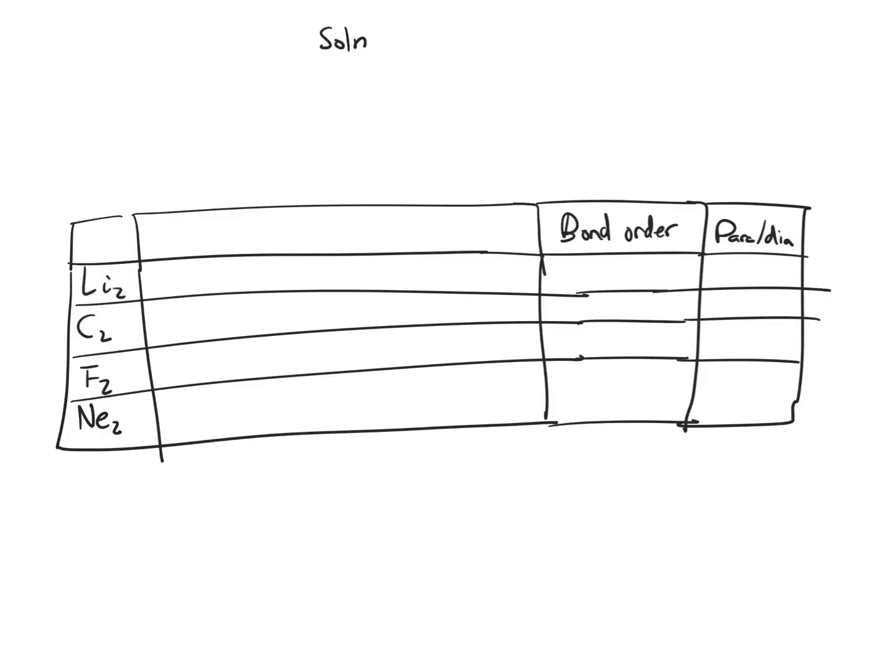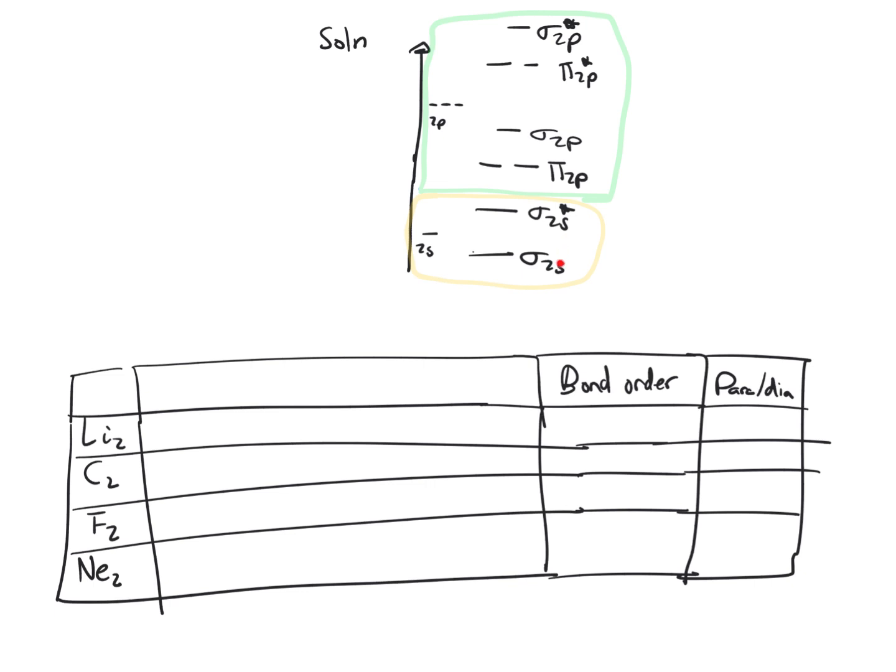Okay, so here's the solution. Let's start with Li2. Here we can see Li2, that's the normal diagram, so I'll just draw out that normal diagram. Again, remember the 2s part is first, then 2s star, and now the pi 2p is lower than the sigma 2p in the 2p part of the diagram. For Li2, that's pretty simple. There's just 1 valence electron in each lithium, so Li2 just has these 2 valence electrons, and that will look like sigma 2s 2 in the MO electron config.